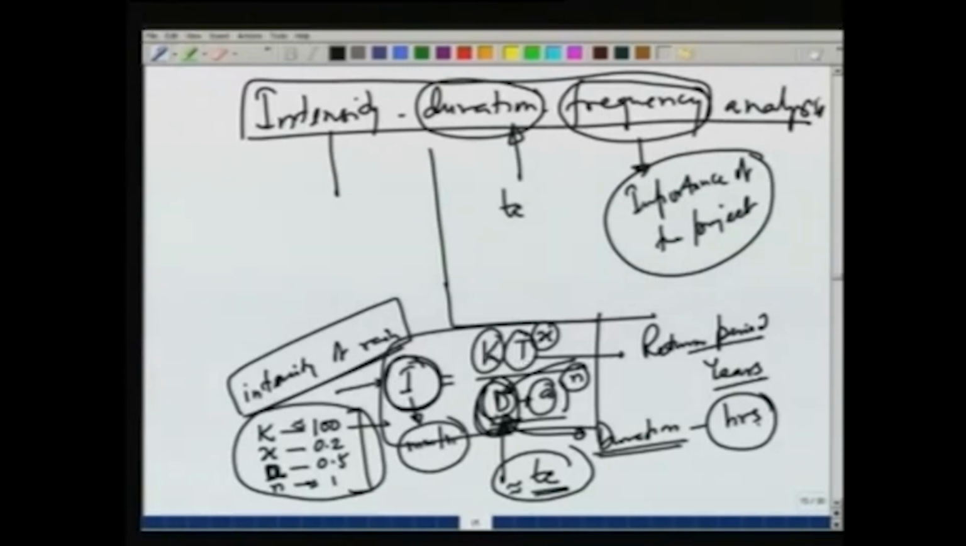Values of k, x, n and d, general average values are here, but we will have to find out these values for the area under consideration, and using that we can estimate the intensity.